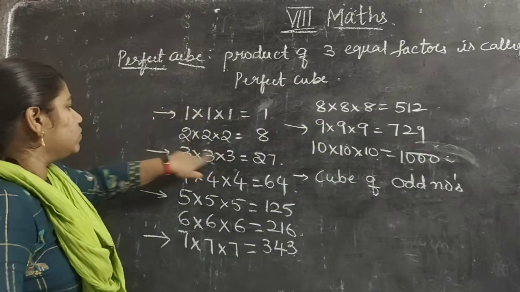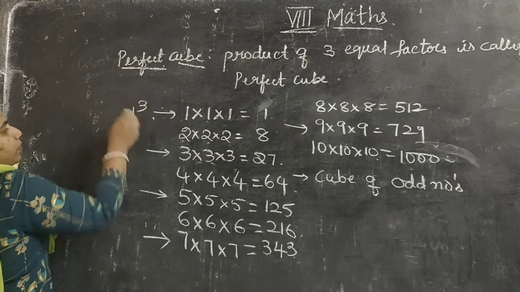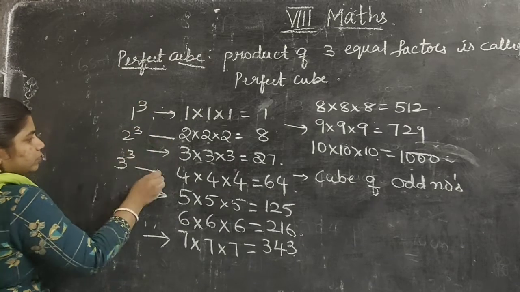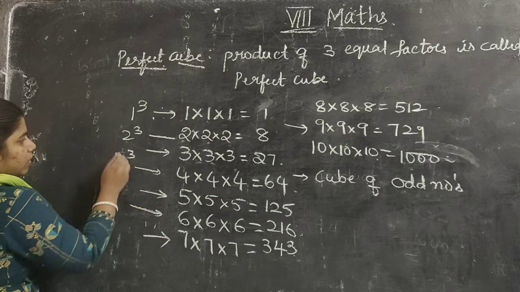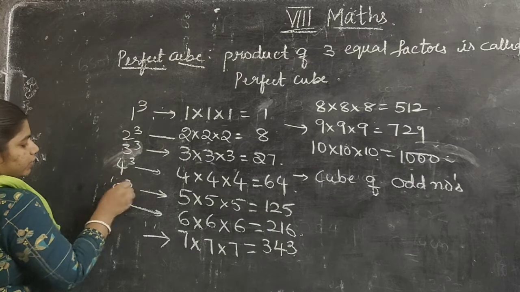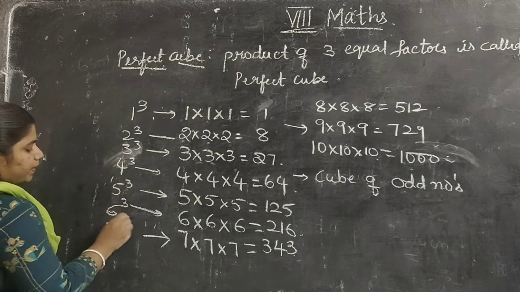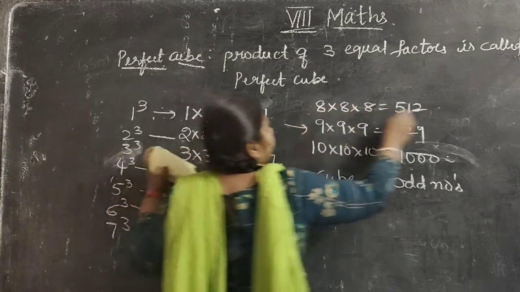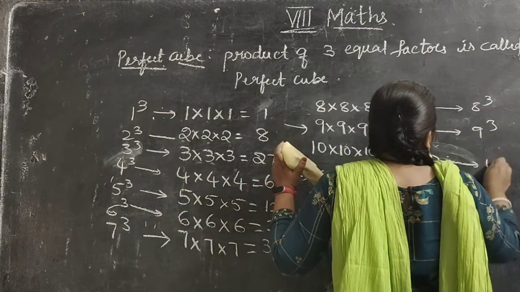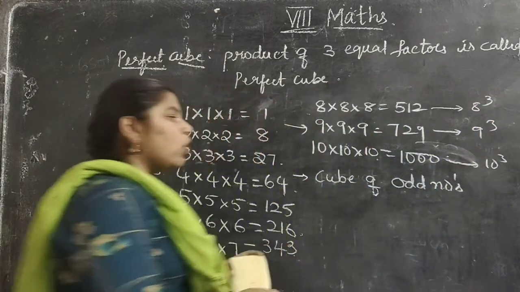So we can write these numbers as 1 cube, 2 cube, 3 cube, 4 cube, 5 cube, 6 cube, 7 cube. This is 8 cube. This is 9 cube and this is 10 cube. So cube of odd numbers.